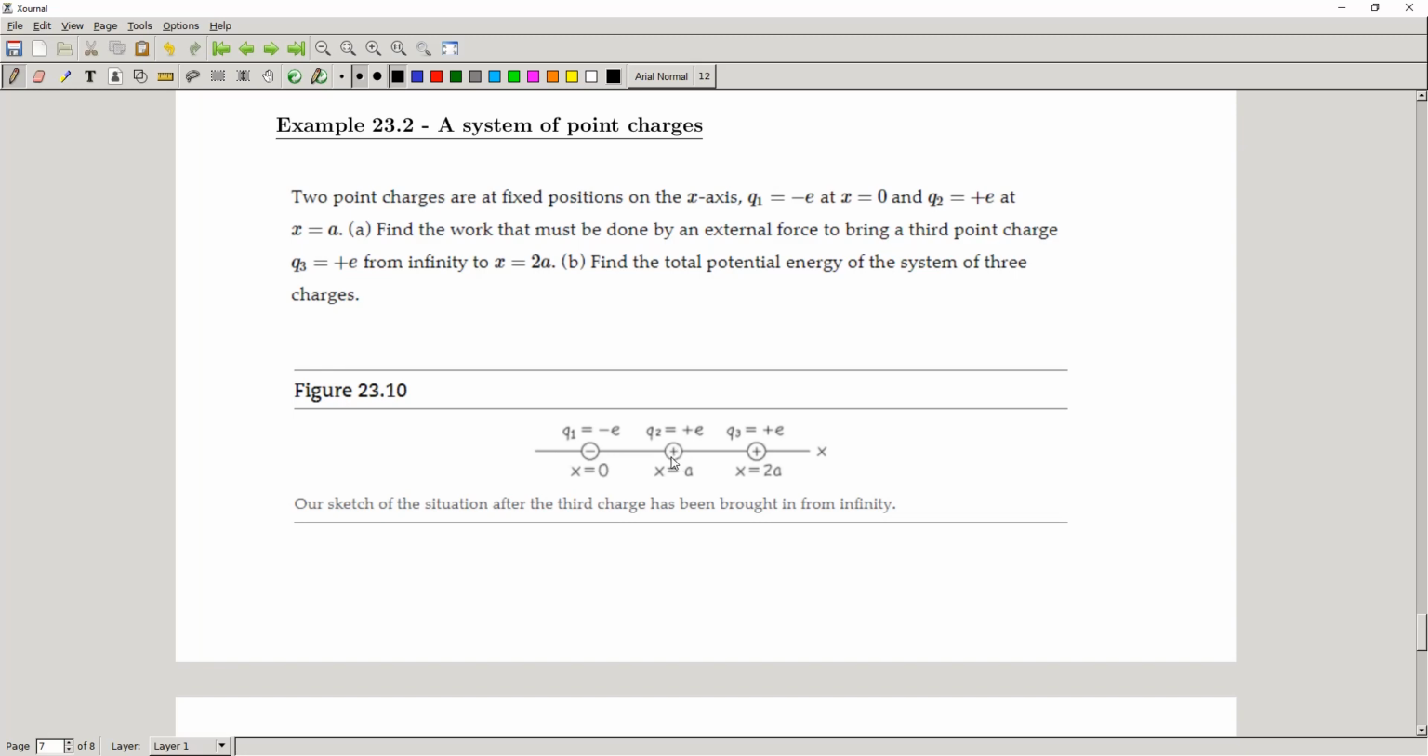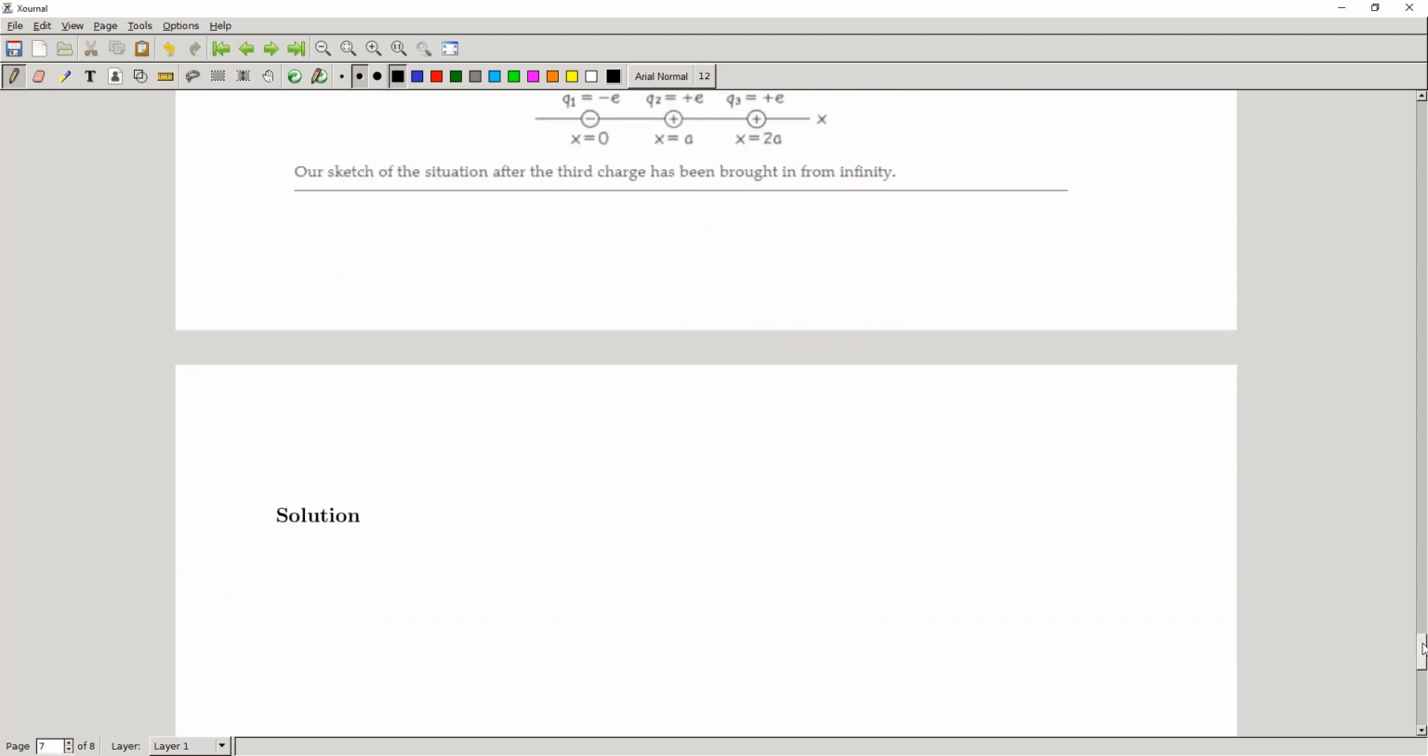Okay, and we have a third charge. This third charge is going to be brought in from infinity. It's a charge of plus e. We're going to call it q3. It's brought in from infinity, and it comes to rest here at x equals 2a. Okay, and we want to answer some questions about this. So first we want to find the work that must have been done by an external force to bring that third particle, that q3, which has a charge of plus e, from infinity to the position x is equal to 2a. Okay, so let's start off with that, and then we'll look at part B.